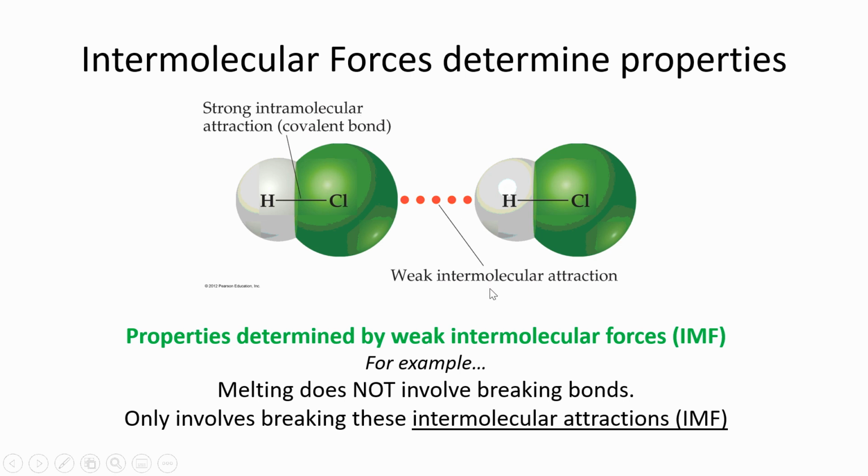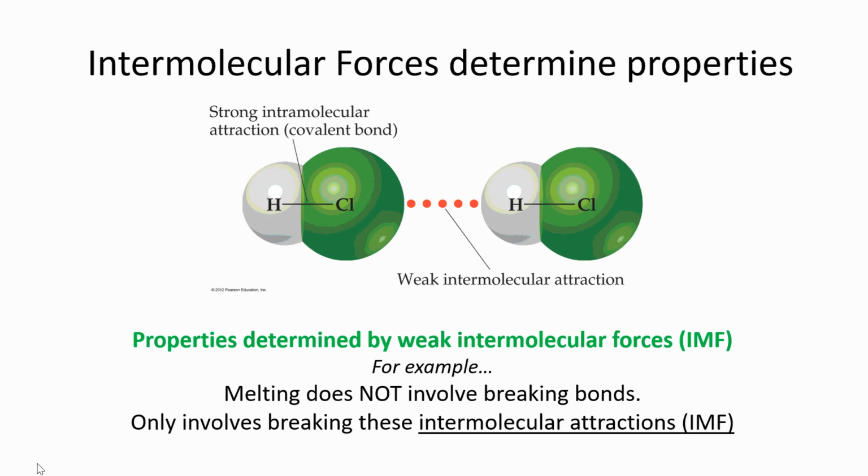And the reason why is because most things that happen, like evaporating or melting or turning into a gas or dissolving, like when you dissolve salt in water, for example, all of those processes involve breaking the intermolecular attractions, not the bonds. So when we melt something, no bonds are broken. We're just overcoming these weak intermolecular attractions. And so the type and the strength of these attractions will determine properties such as boiling point, melting point, evaporation rate, and solubility in various substances.